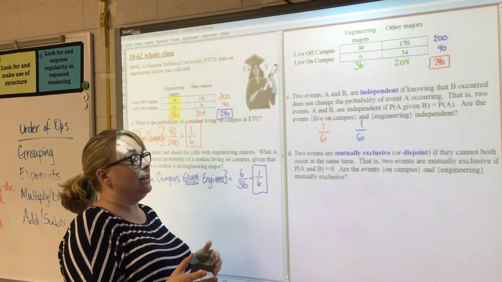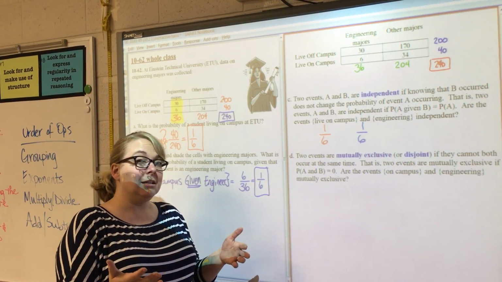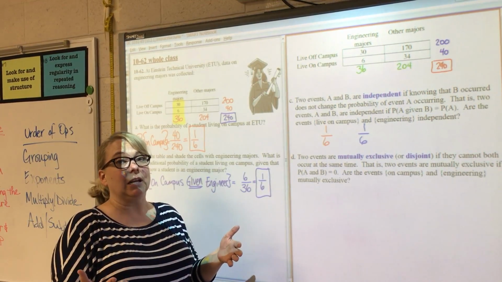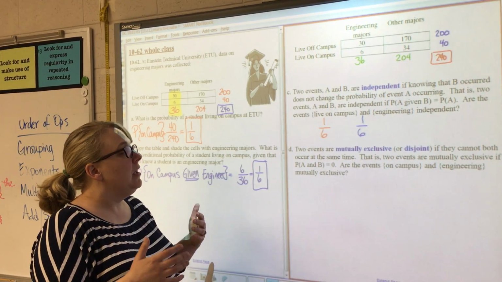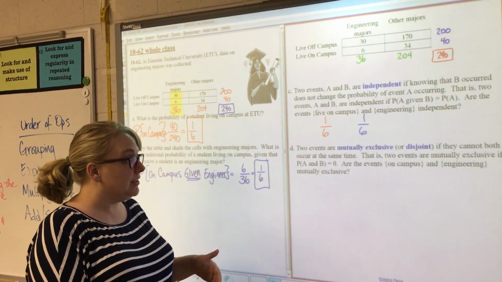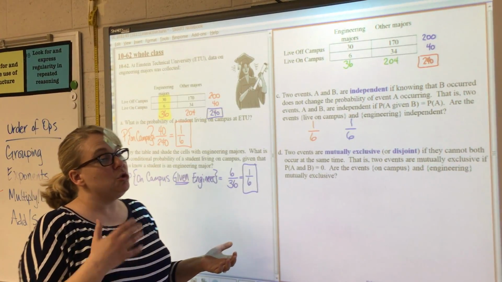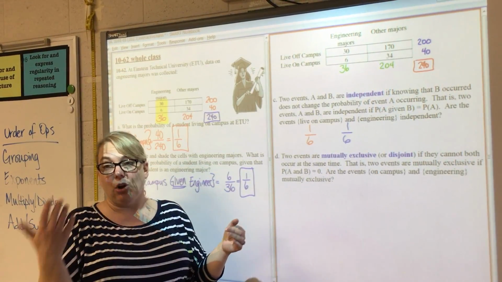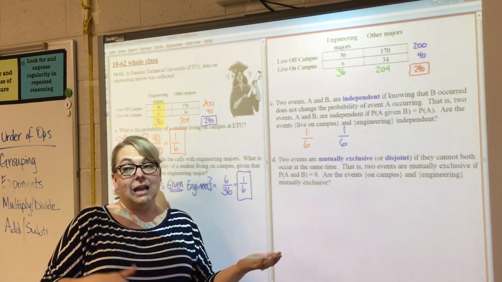They're not independent. We don't call it dependent. We would just say they're not independent, or we would say they are associated. One is influencing the outcome of the other. It's changing the probability. Two events are mutually exclusive if they can't both occur at the same time. So for instance, you can't live on campus and off campus. You're either going to be one or the other. You can't be an 8th grader and a 9th grader.